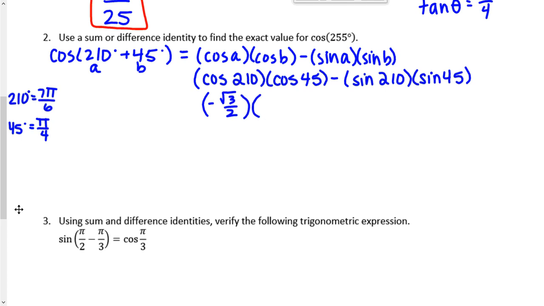What about the cosine of 45? Rad 2 over 2. Yeah. What about the sine of 210? Negative 1/2. What about the sine of 45? Rad 2 over 2. Remember that cosine is the x value, sine is the y value.